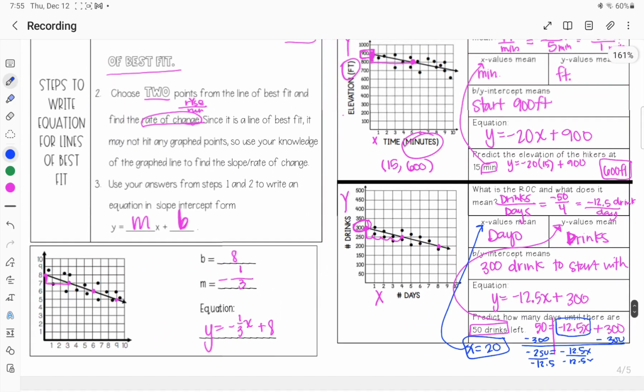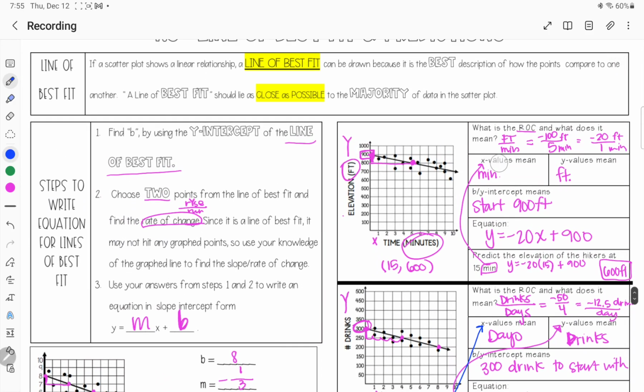So your goal on these, again, you have to understand what your x's mean, what your y's mean. You should be able to already write this equation. The only new part is plugging in whatever it says that we're looking for.